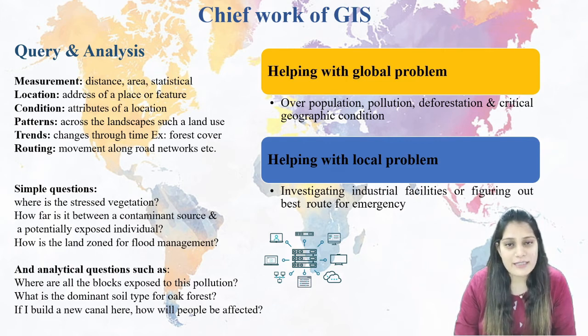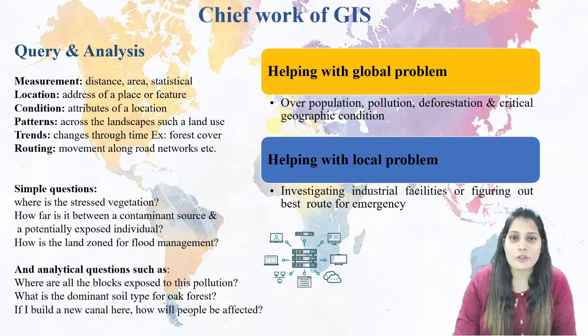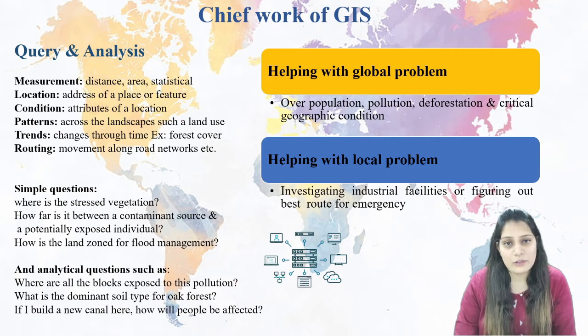Basically, GIS is for two main things. The first is helping with global problems and helping with local problems. So basically it is a tool, or we consider it a software, which will help us solve the global problem and also the local problem. Now let me tell you what we understand when we say the global problem.